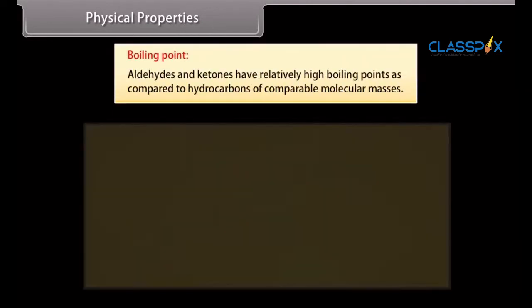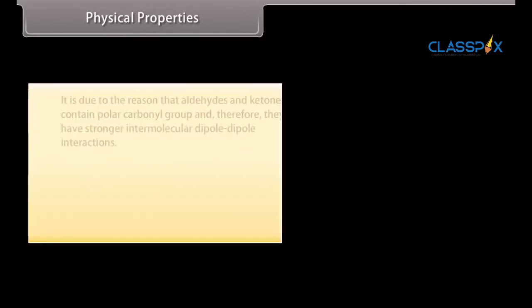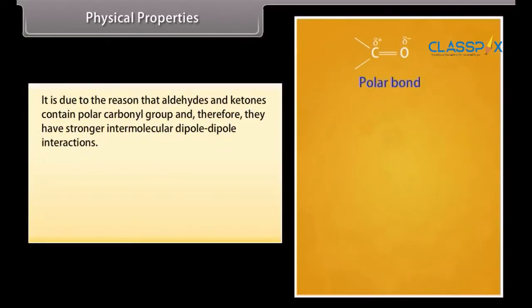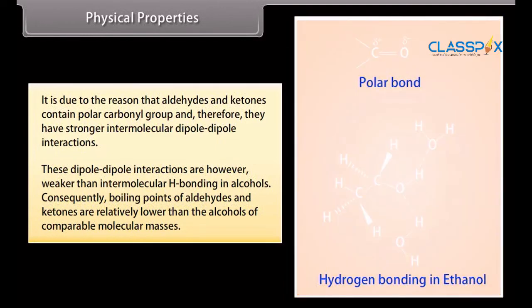Physical properties. Boiling point. Aldehydes and ketones have relatively high boiling points as compared to hydrocarbons of comparable molecular masses. It is due to the reason that aldehydes and ketones contain a polar carbonyl group, and therefore they have stronger intermolecular dipole-dipole interactions. These dipole-dipole interactions are, however, weaker than intermolecular hydrogen bonding in alcohols. Consequently, boiling points of aldehydes and ketones are relatively lower than the alcohols of comparable molecular masses.